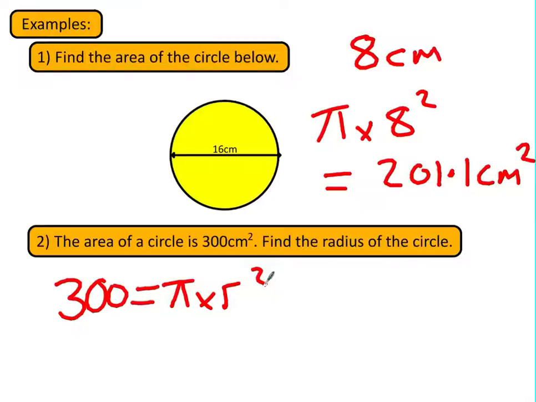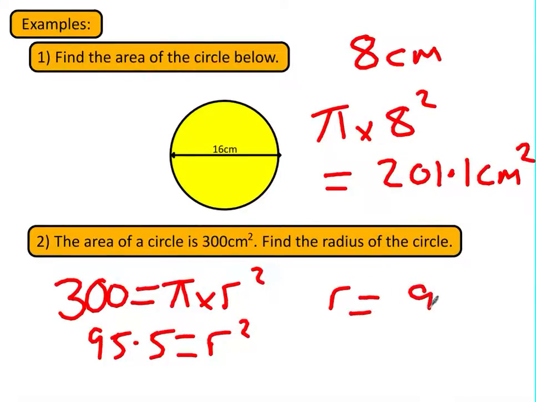is 95.5. So 95.5 is going to be r squared. Now we need to square root that answer. So if we do the square root, we're going to get r, which is 9.77 to two decimal places. And that's our radius, when of course we are in centimetres. That completes the examples.